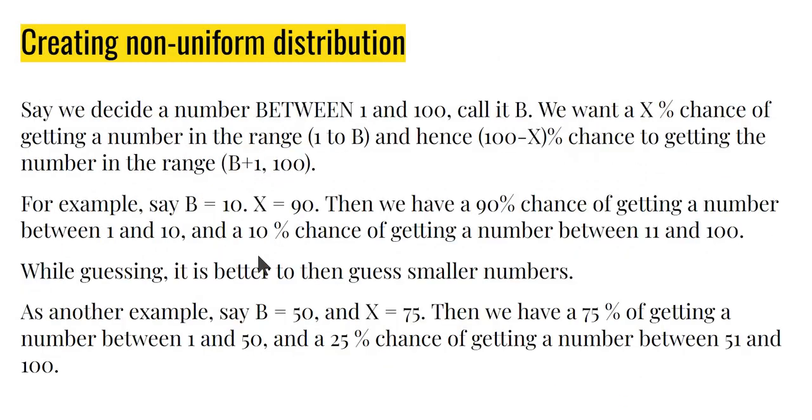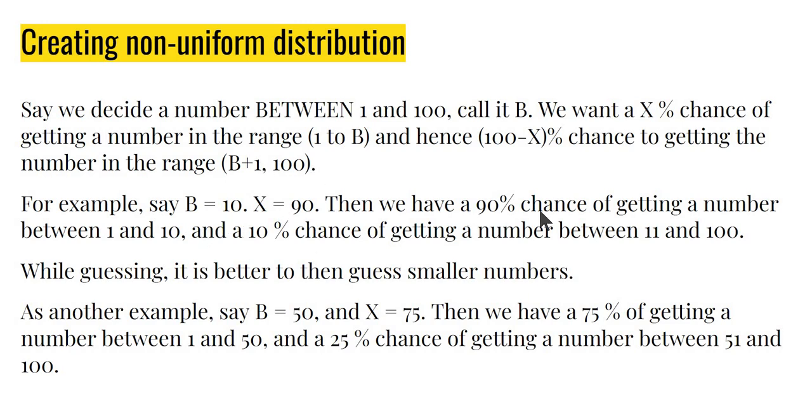Let's take a few examples and maybe generalize it a little bit. For example, let's say I want to decide a number between 1 and 100, call it b. I want x% chance that the number is in this range 1 to b, and hence 100 minus x% chance that the number is between b plus 1 and 100. For example, let's say b is 10, x equals 90.